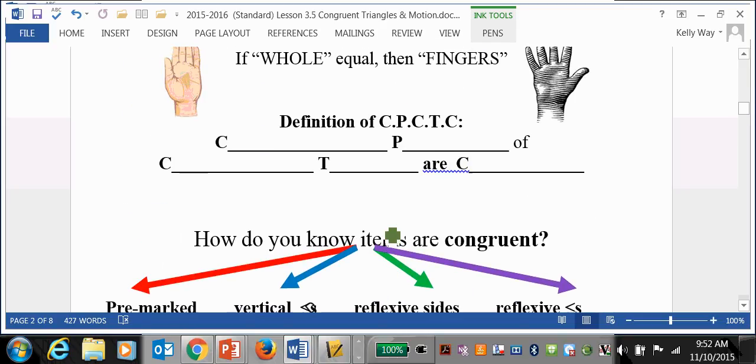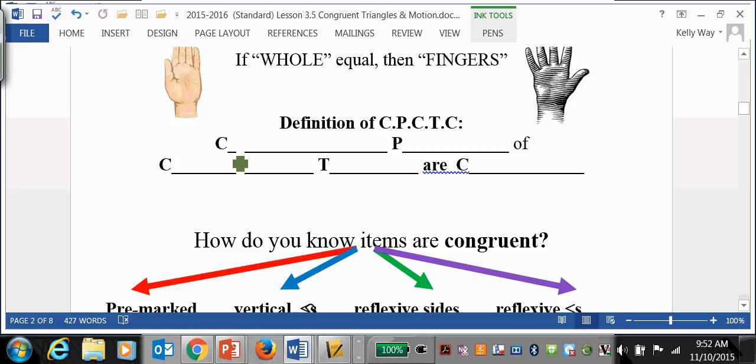Triangles with congruent triangles. So let's see if you can't write that in from memory. Go. Write that in from memory without peeking at your reference.